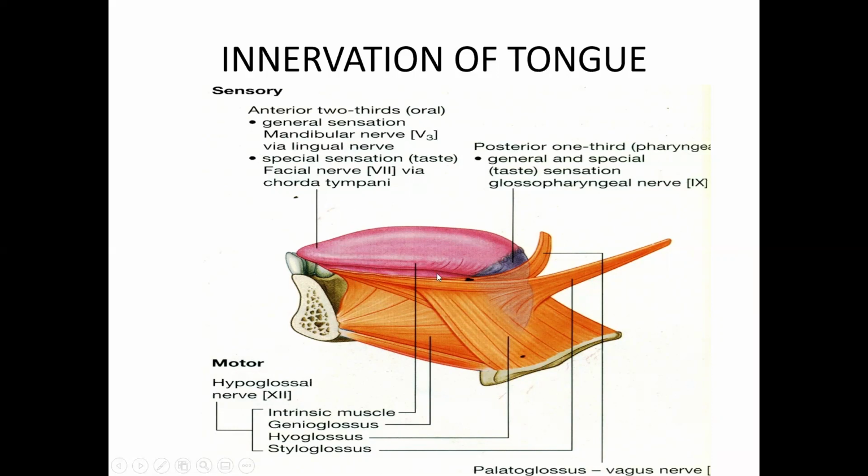While the posterior 1/3 of the tongue is supplied by the glossopharyngeal nerve, both the general sensory innervation and the special sensory innervation. So the lingual tonsils and the posterior surface of the tongue are supplied by the glossopharyngeal nerve. Also the sensory innervation of the posterior 1/3 of the tongue is carried by the glossopharyngeal nerve.